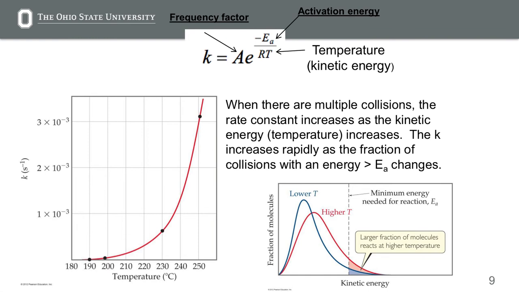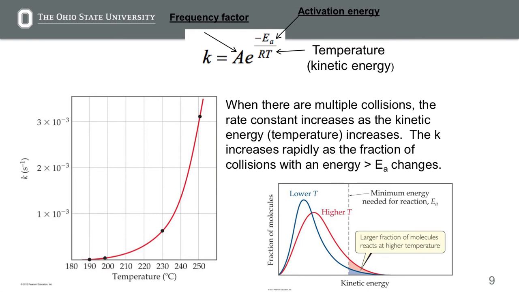So again, we're thinking about collision theory here. So we have to have molecules collide with a certain amount of energy. They have to overcome that activation energy in order to react and form product. And one way in which we can favor a product or get over that activation energy is by increasing the temperature of the reaction. And so again, thinking about collisions, when there are multiple collisions, the rate constant increases, so it goes faster as the temperature increases.